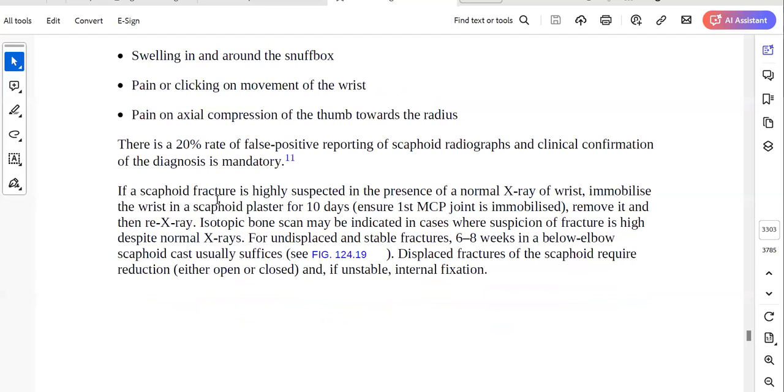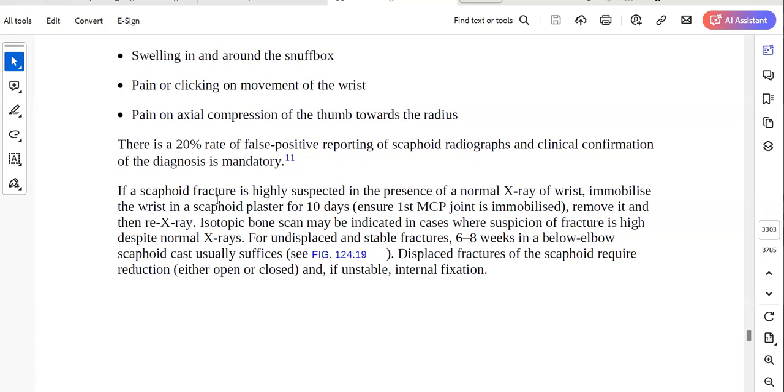Now, there is a chance that even if it is a scaphoid fracture, in 20% of cases the initial X-ray might not show any fracture. So there is a 20% rate of false report with a scaphoid fracture. And sometimes there is also a false negative report. There might be a fracture, but the X-ray will say there is no fracture. So clinical diagnosis is very important.